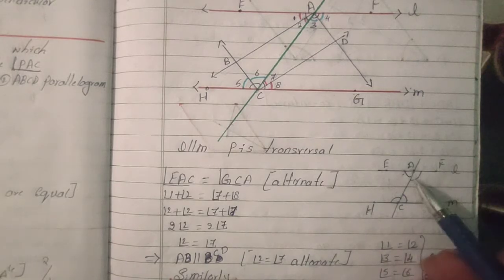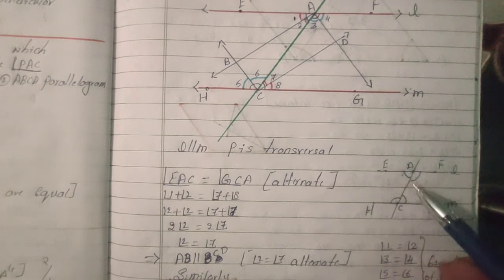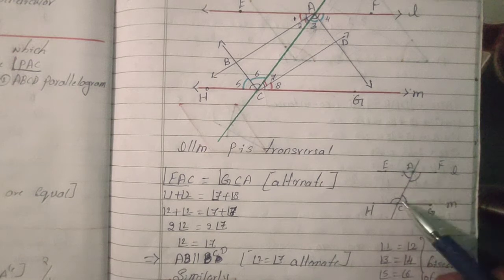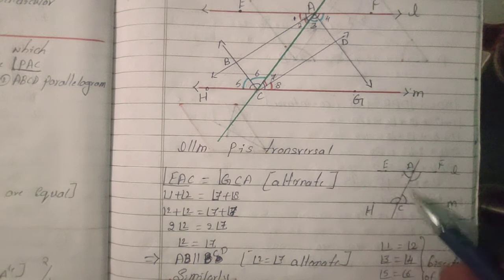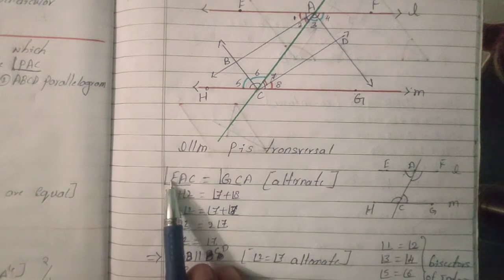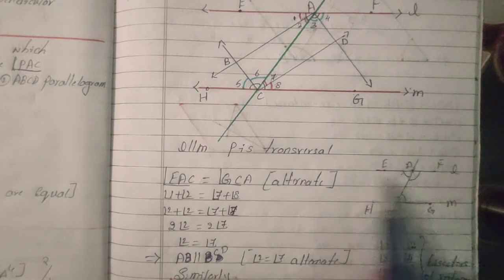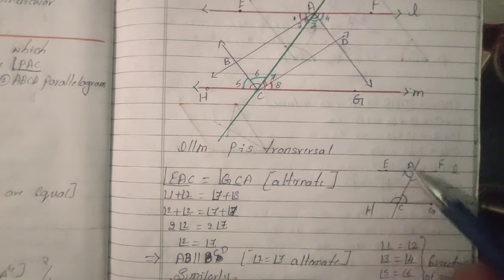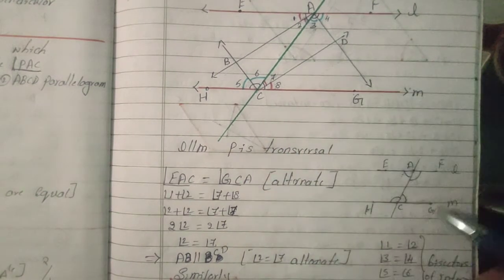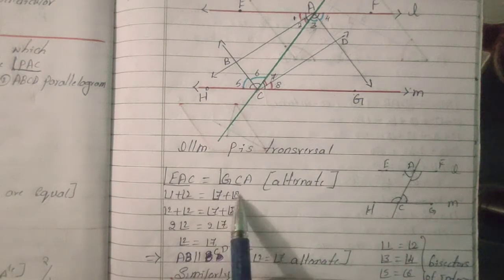See here, this angle EAC and angle ACG are equal because they are alternate angles. So EAC, GCA, this angle, this angle. This angle divided into two parts, which are 1 and 2. This angle divided into two parts, which are 7, 8. Therefore 1 and 2 equals to 7 and 8.